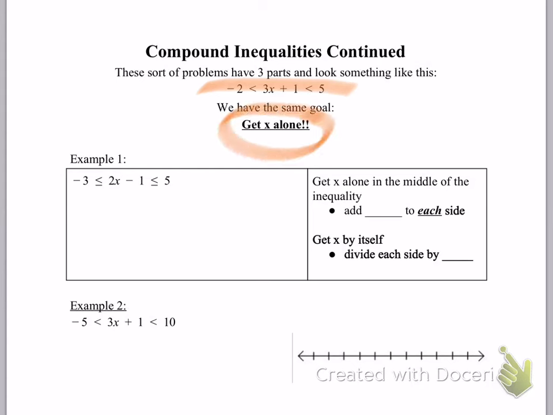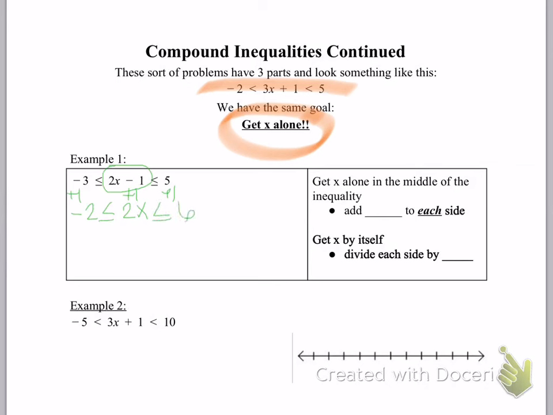So when we do that, for our first problem, we have our 2x plus 1. We still have to do the opposite. We still have to do the inverse operation of both of those. So let's get rid of our 1 by adding it to all three parts. So we'll have negative 2. Then in the middle we have left over 2x. And then we have 6.